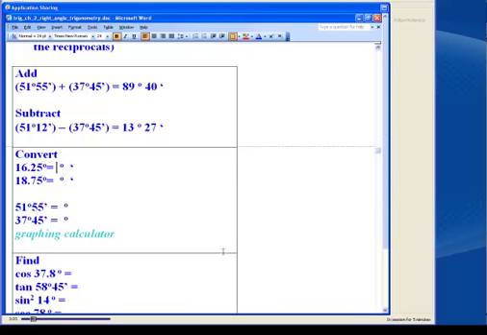Convert from decimal degrees to degrees and minutes. 16.25, so that's 16 degrees. And what are we going to do with the 0.25? Well, we do 0.25 times 60. And when we do that, we come up with 15 minutes.